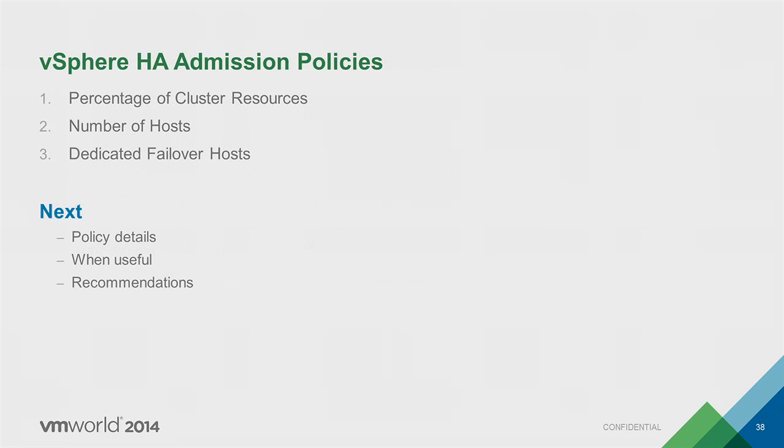So now, recall I said there are multiple admission control policies. As of today, we have 3 admission control policies: percentage-based, number of hosts, which is also known as the slot-based algorithm, and dedicated failover hosts. A lot of details are available in the clustering deep dive book by Duncan and Frank, and also on the blogs, so I would encourage you to read that if you have not already. But I'll give a high-level overview and some recommendations.